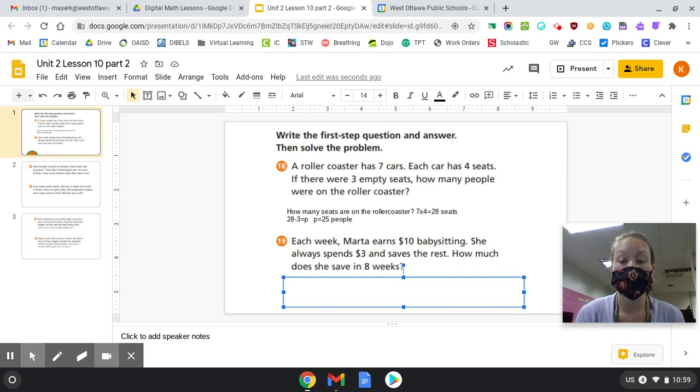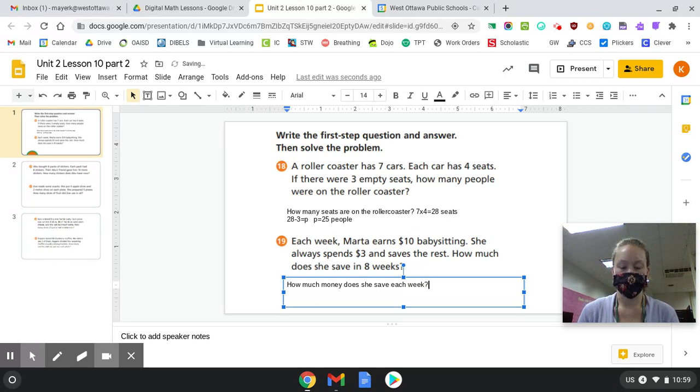So if our question at the end of the problem is how much does she save? We want to know how much she saves. So what we need to do is take our $10 and take away the $3 that she spends. That's going to give us how much she saves in 1 week, or how much she saves each week. So that's the question we need to answer first. How much money does she save each week? We don't know how much she saves each week. We have to figure that out. So as we said, we're going to take our $10 minus the $3 that she spends, and that will equal $7 that she saves. So now we know she saves $7 each week.